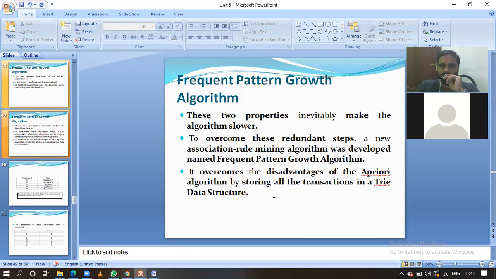To overcome these, they have introduced a new data structure that we call the trie data structure. So the frequent pattern growth algorithm stores all the transactions in the trie data structure. In this trie data structure, all the transaction related data will be saved.